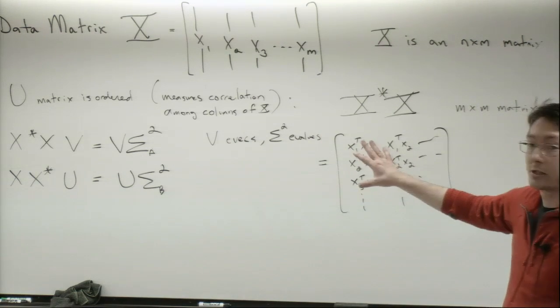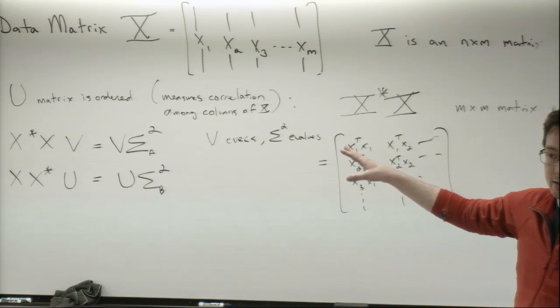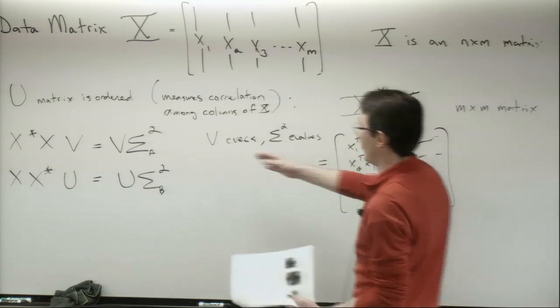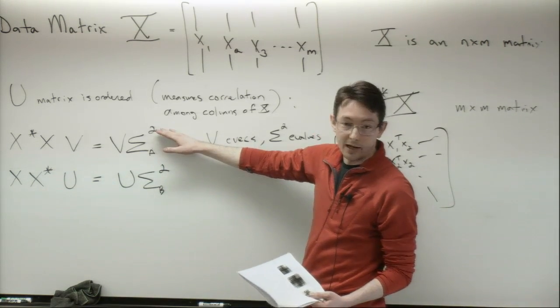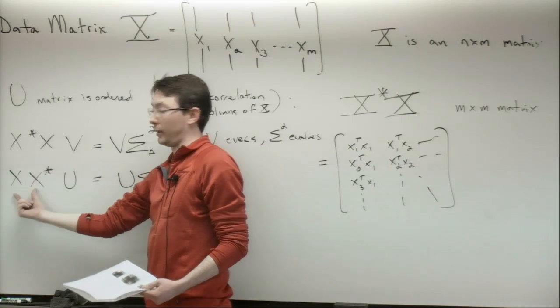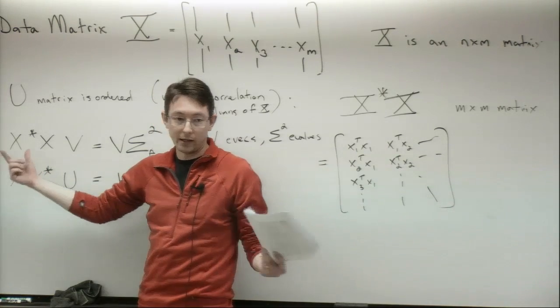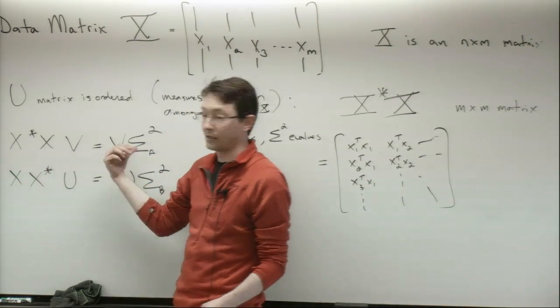Okay, so this is how you would actually possibly compute it by hand. There are much better ways to compute this on a computer, but this is the conceptual way that you would actually get it. I would take these huge correlation matrices, do an eigendecomposition, and I would get U and V and sigma.